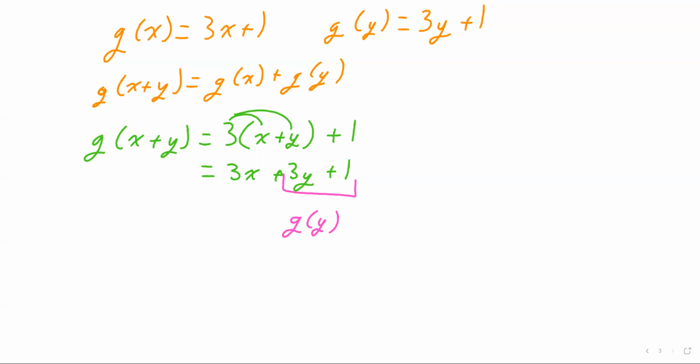Am I able to turn 3x into G of x? Yes or no? Why? There's not a second plus 1 for me to combo. Yeah, so it'd be like 3x and then plus this. So does G of x plus y equal G of x plus G of y? No. So therefore, it fails. If it fails on this side, you don't even have to go prove the other side.